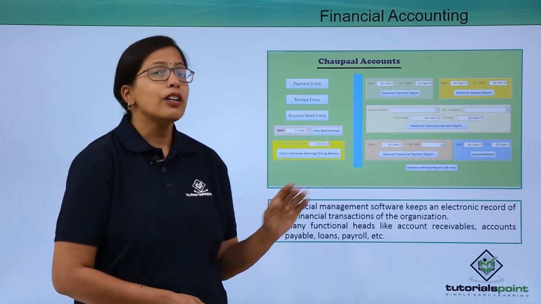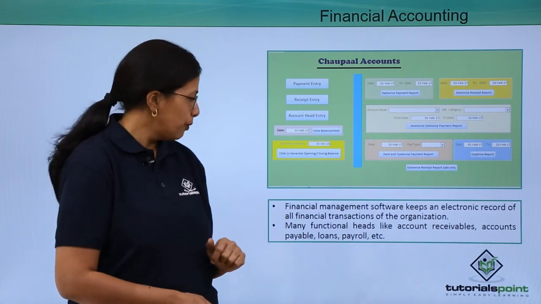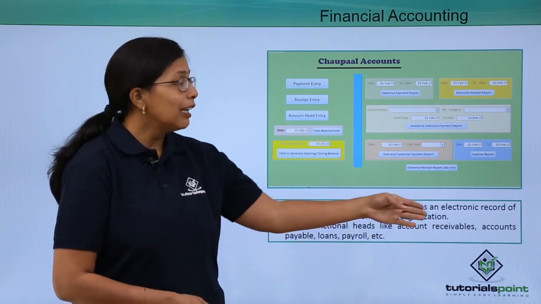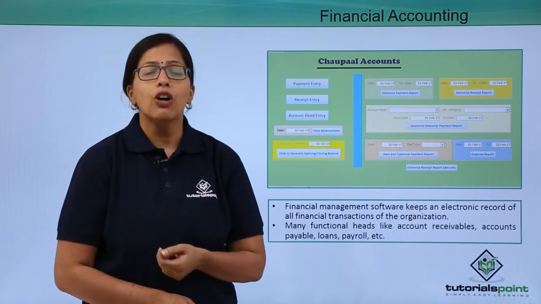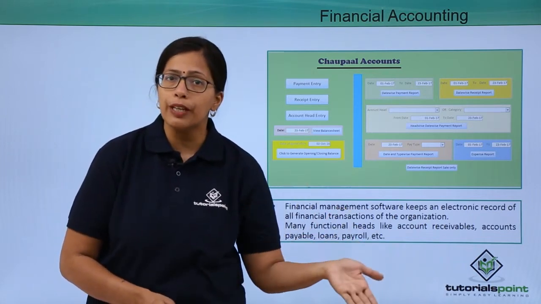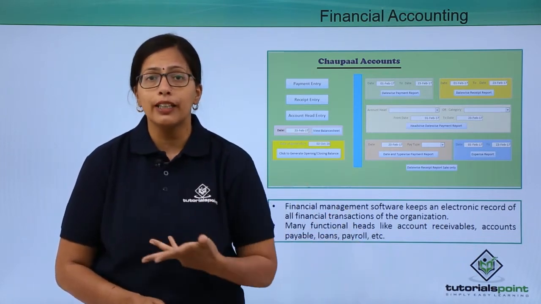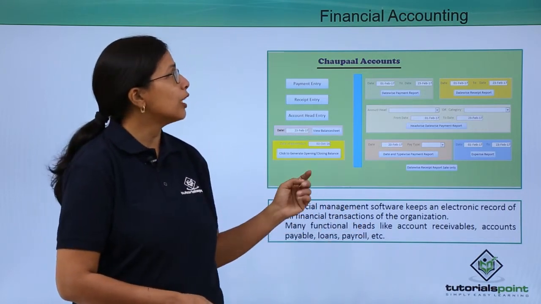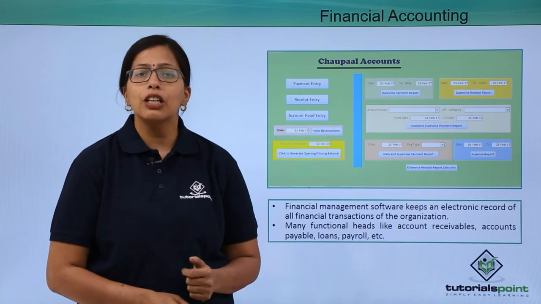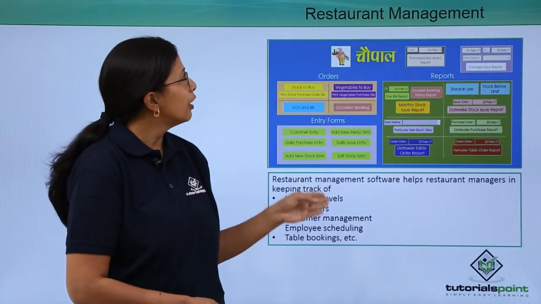Financial accounting. What does a financial accounting software do? It will keep an electronic record of all financial transactions of the organization, to whom they have to make a payment, from whom they have to collect a payment, who are the people who owe them money. This is what will be done by a financial accounting software.